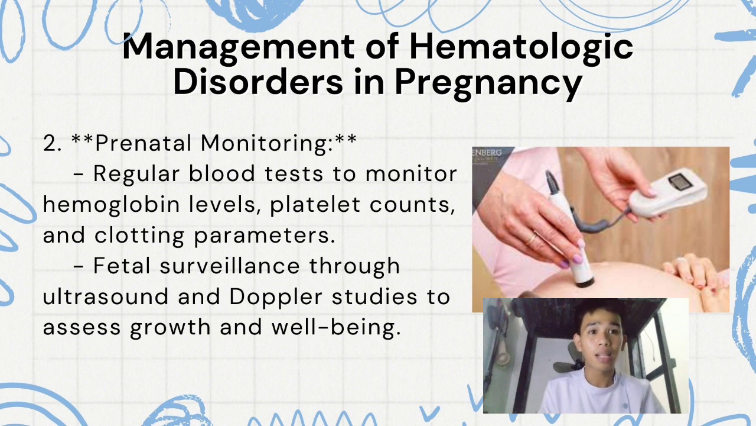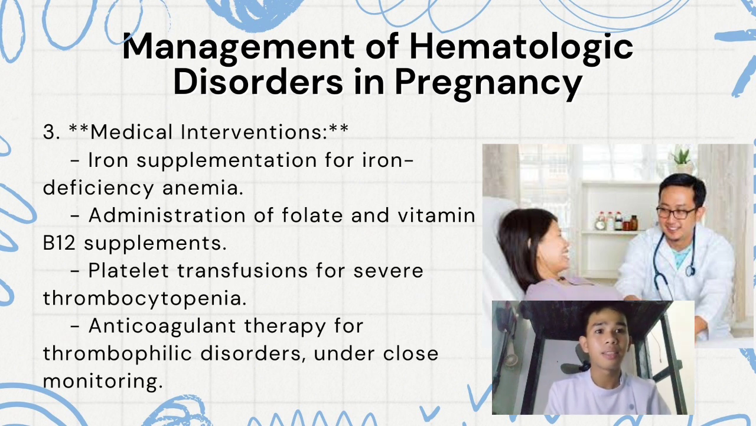Second is the prenatal monitoring: regular blood tests to monitor hemoglobin levels, platelet counts, and clotting parameters. Fetal surveillance through ultrasounds and Doppler studies to assess growth and well-being. Third is the medical intervention: iron supplementation for iron deficiency anemia, administration of folate and vitamin B12 supplements, platelet transfusion for severe thrombocytopenia, and anticoagulant therapy for thrombotic disorders under close monitoring.